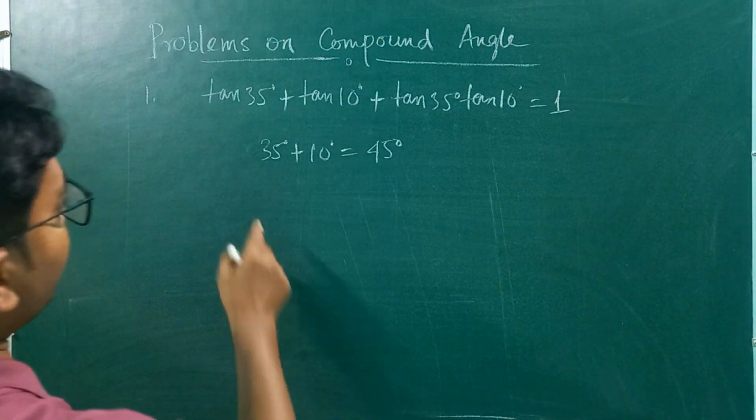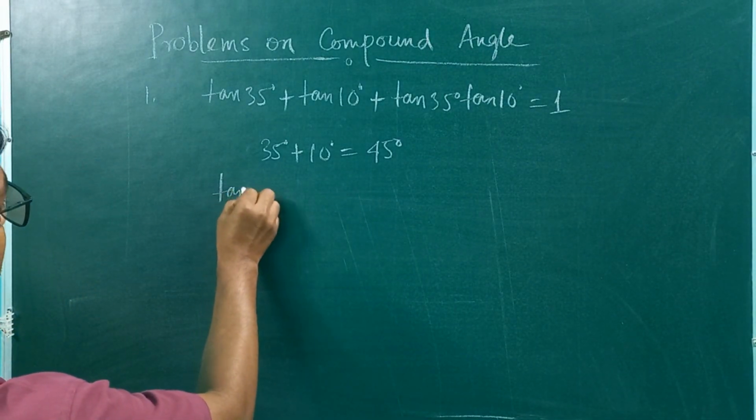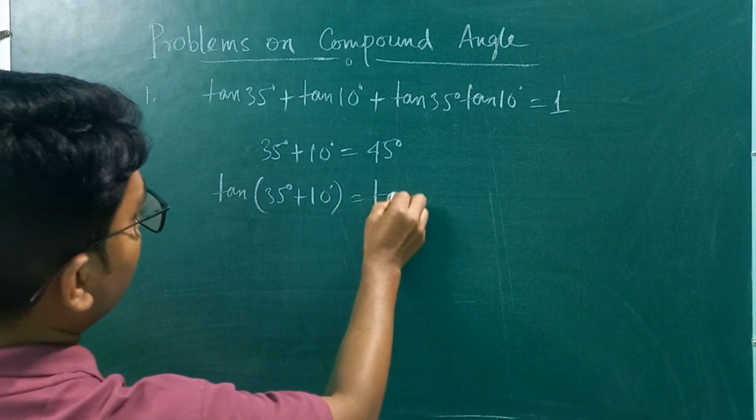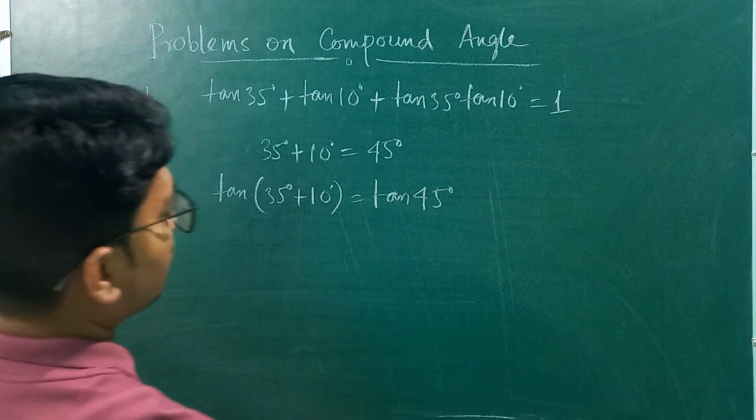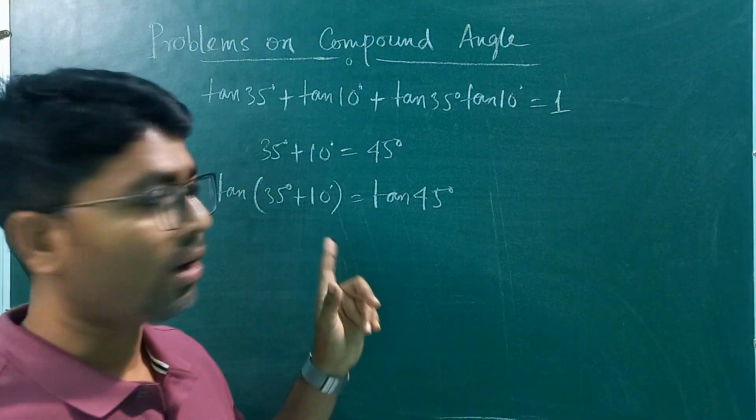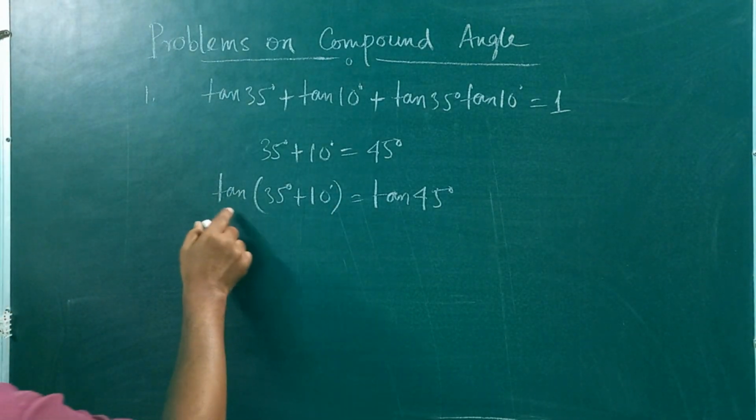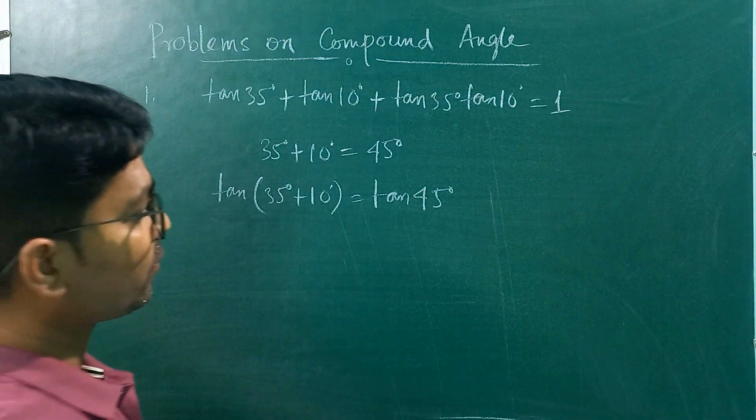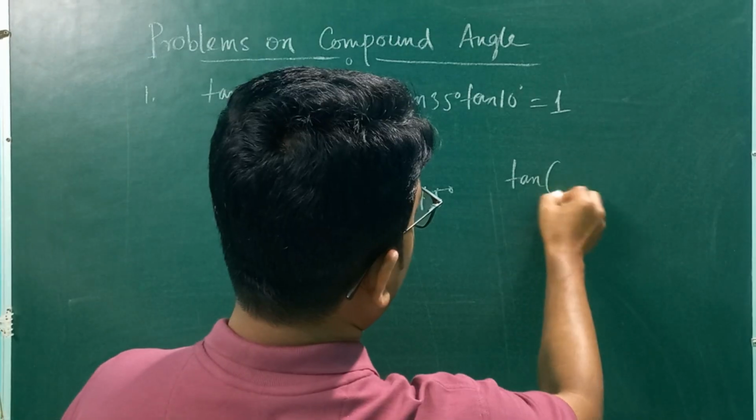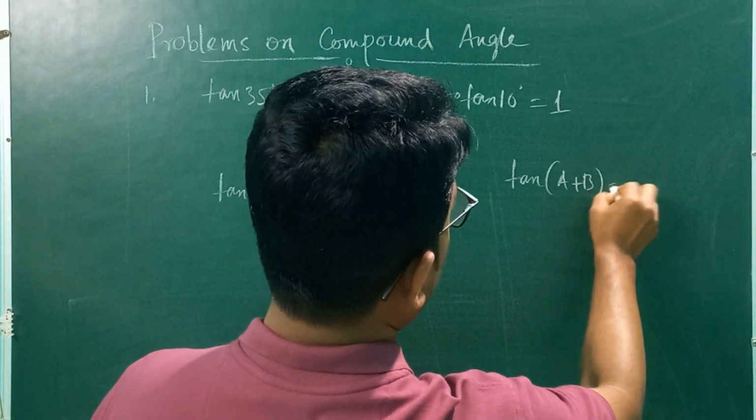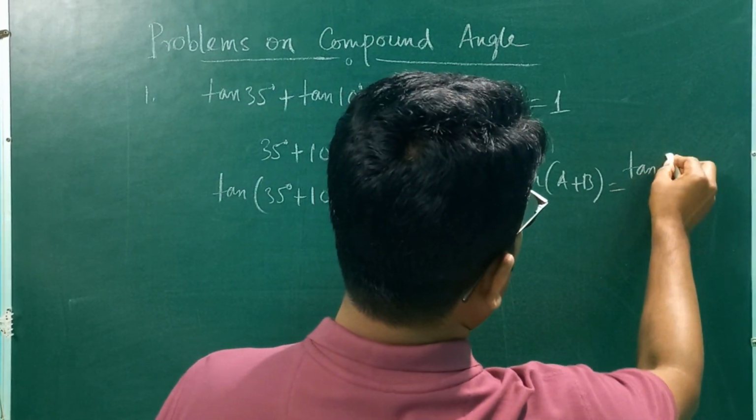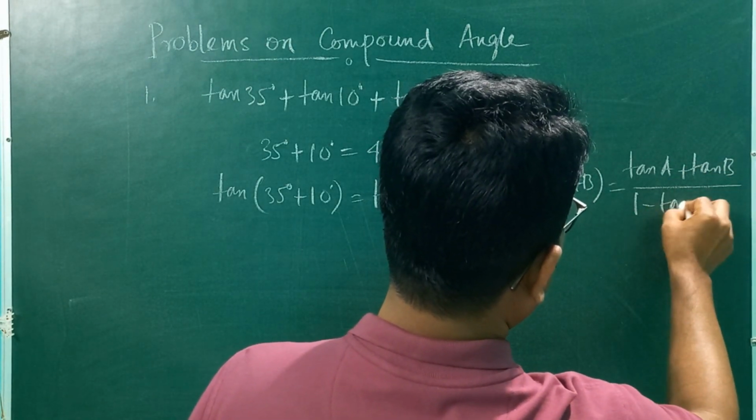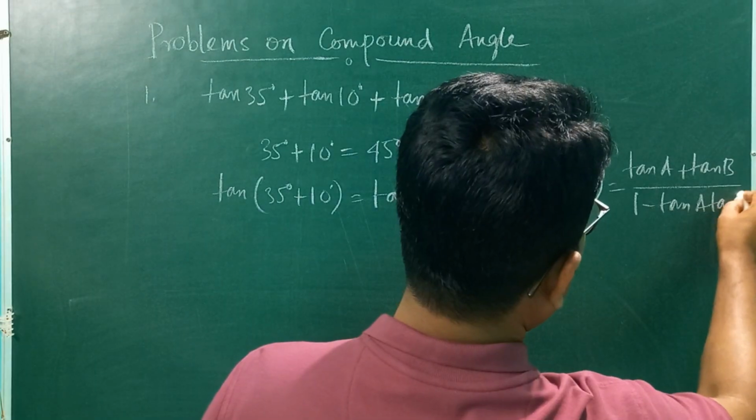Now we will take tan on both sides. That is tan 35 degree plus 10 degree equal to tan 45 degree. That is the main crucial part of this problem. Then we will break the left hand side. We know the formula: tan a plus b equal to tan a plus tan b over 1 minus tan a tan b.